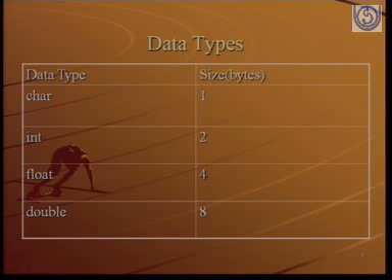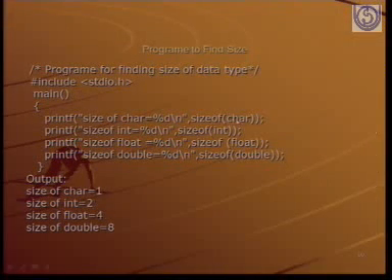Now if we want to check the size of the data types in C language, there is a function available in C, the sizeof function. If you pass the name of a data type as an argument to that function, it returns the size of that data type. So on the next slide we will see how we can find the size of different data types in C by writing a program.